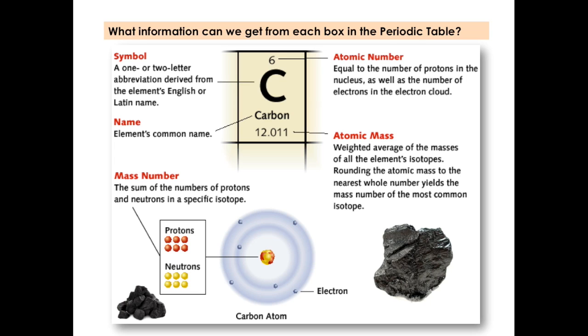The symbol, a one or two letter abbreviation derived from the element's English or Latin name, the name of the element, and at the very bottom the atomic mass, which is the weighted average of the masses of all the element's isotopes. Rounding the atomic mass to the nearest whole number yields the mass number of the most common isotope. Remember, mass number is the sum of the number of protons and neutrons in a specific isotope.